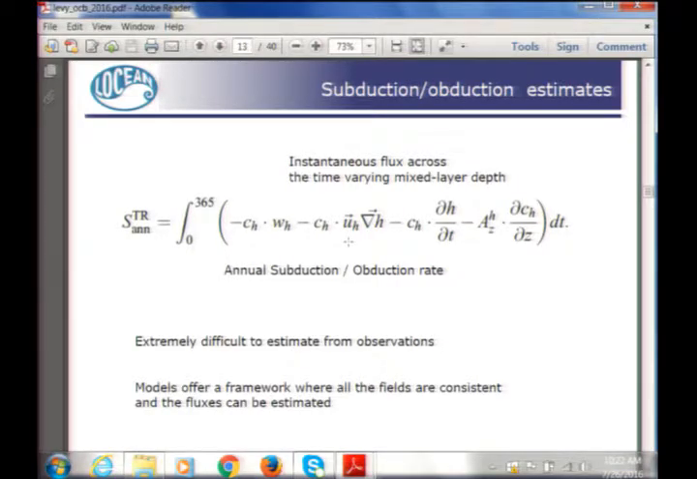And what you can see from this equation is that it's extremely difficult to estimate this from observations, because you need to have consistent observations of vertical diffusivity, horizontal velocities, vertical velocities, mixed layer depths, and tracer concentrations, which you absolutely don't have. But models offer a framework where, of course, all fields are consistent and the fluxes can be estimated. And so that's one of the reasons why I'm going to focus on showing you model estimates.